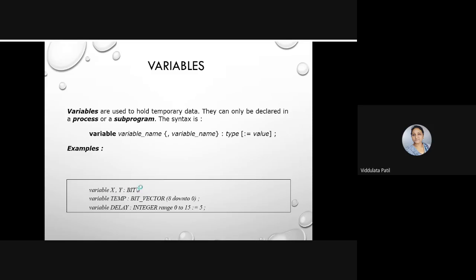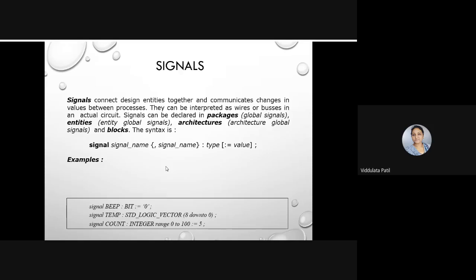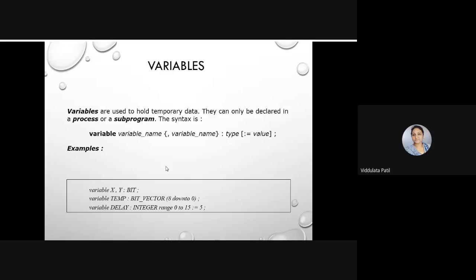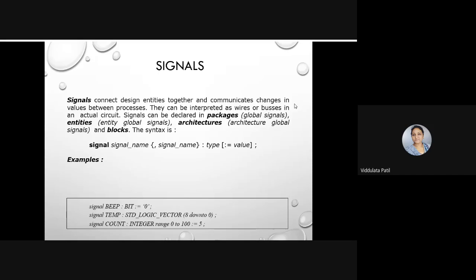Here we have not mentioned the value because this is a bit type, that means it is going to vary in between 0 and 1 only. Then variable tmp, which is a bit vector with the range 8 down to 0, and variable delay, that is an integer in the range 0 to 15, and now the initial value that is specified as 5.